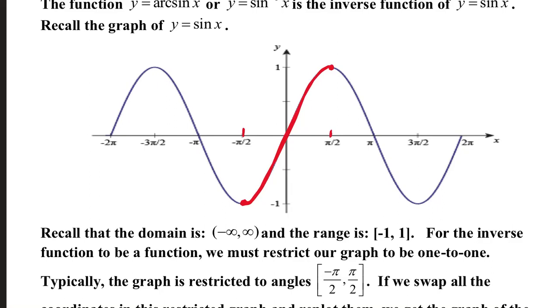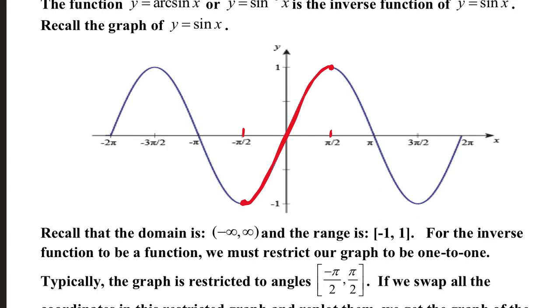The function y equals arc sine of x, or sine inverse of x, is the inverse function of sine of x. So recall the graph of sine. We have a series of hills and valleys that repeat over and over. This graph oscillates up and down forever.